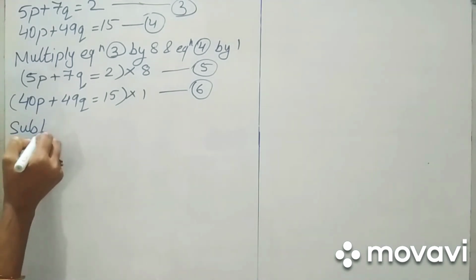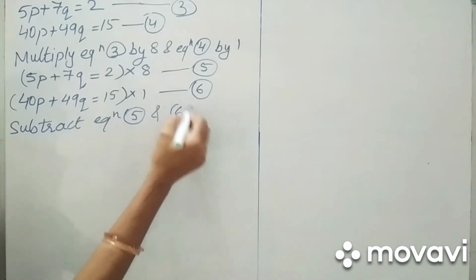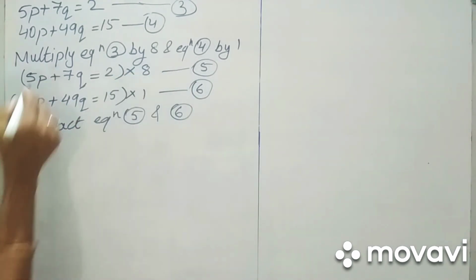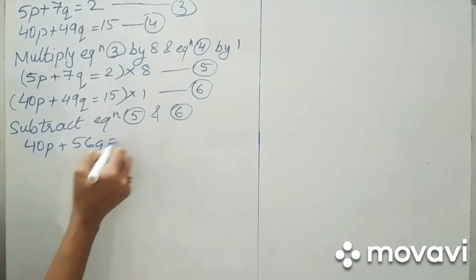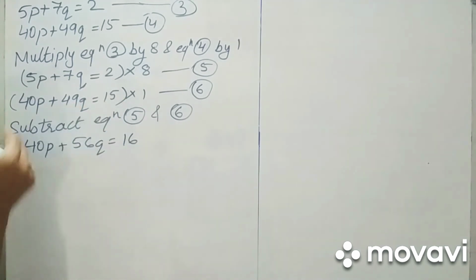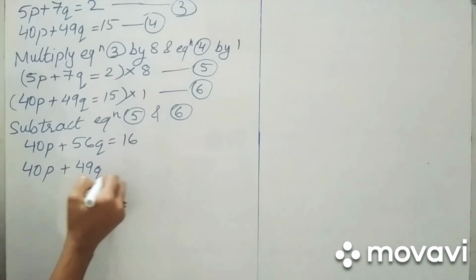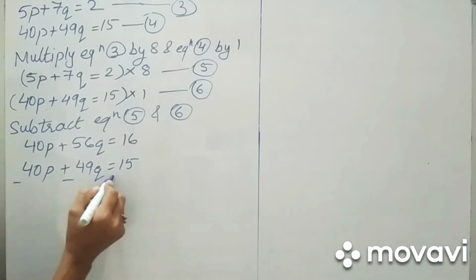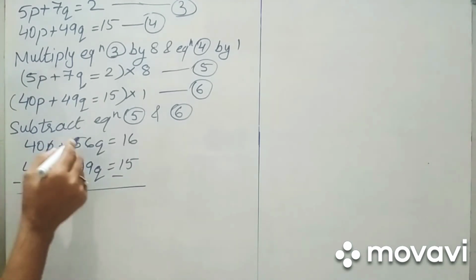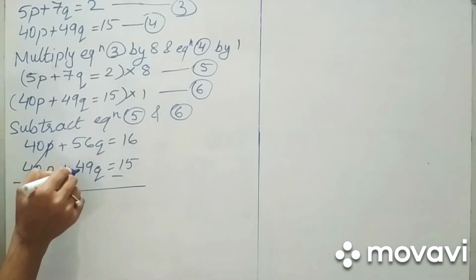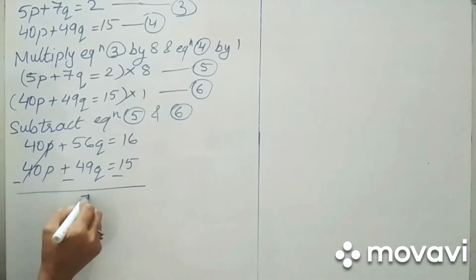Subtract equations 5 and 6. 8 5s are 40p plus 8 7s are 56q. 8 2s are 16. Does 1 multiplied by any number change anything? No. So as it is. Now subtract it, so the sign is changed. This will be cancelled out as the same coefficients are there. Minus plus minus, take the sign of the greater. Greater is positive.